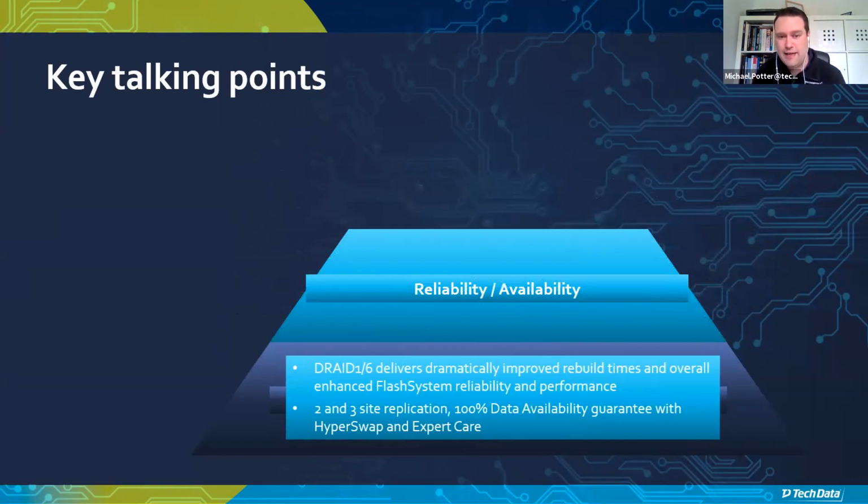Reliability and availability: DRAID 1 and 6 very much deliver those rebuild times, so you have protection against two drive failures. And again, we can go to three-site replication on these particular systems as well, and a 100% data availability guarantee with HyperSwap.